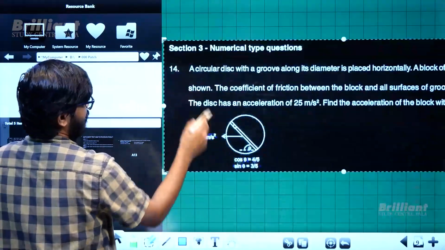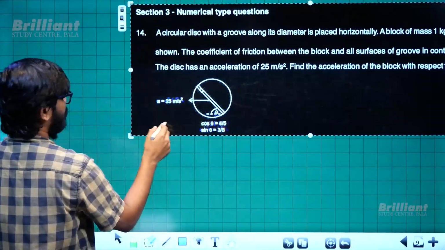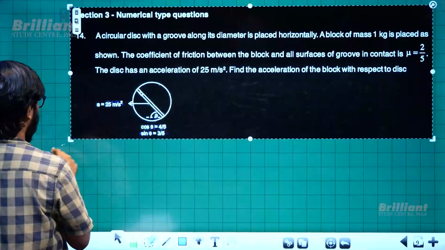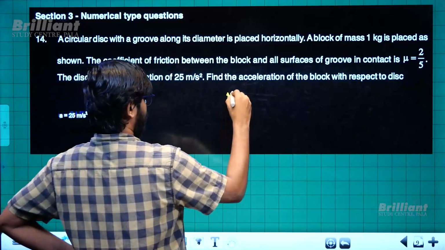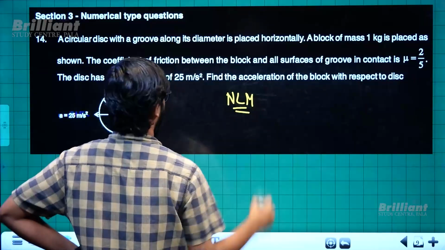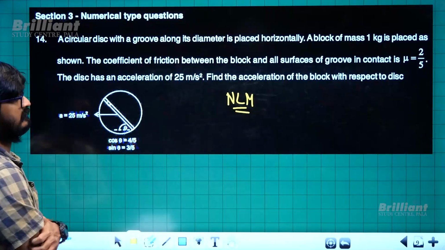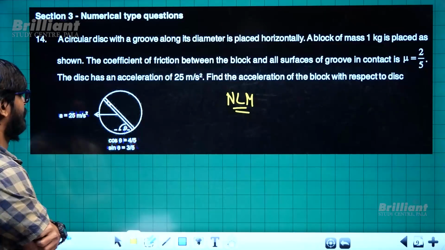And this question is also not from this chapter. This is from Newton's laws. Newton's laws must have been done for you, so you can do this question. If you want, you can try. So what will be happening here?